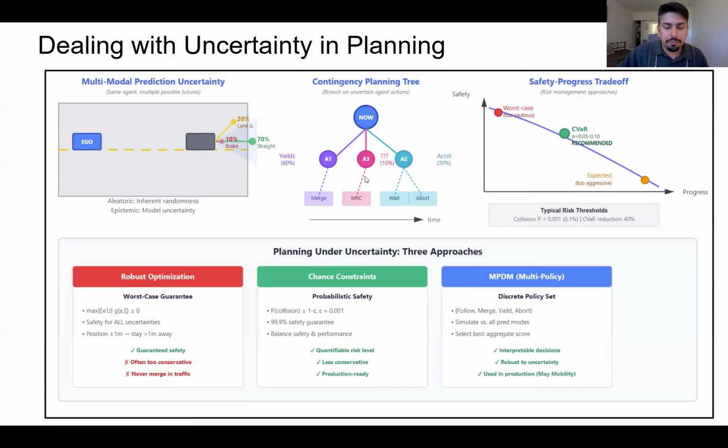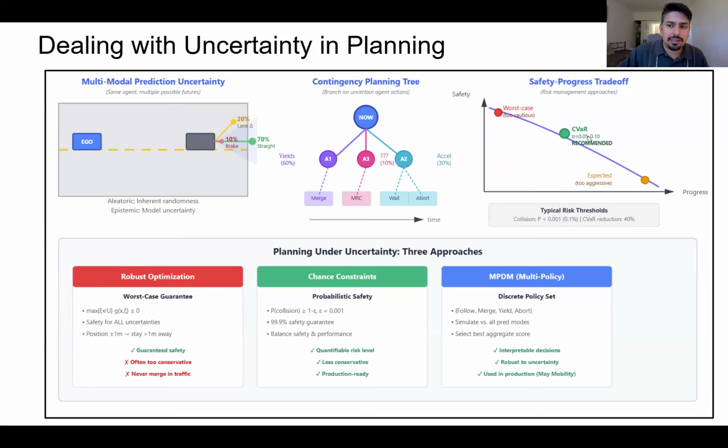So the other side, let's say first, is the expected case, where you only consider the most likely path, but then that would make you very aggressive and also unsafe in some cases.